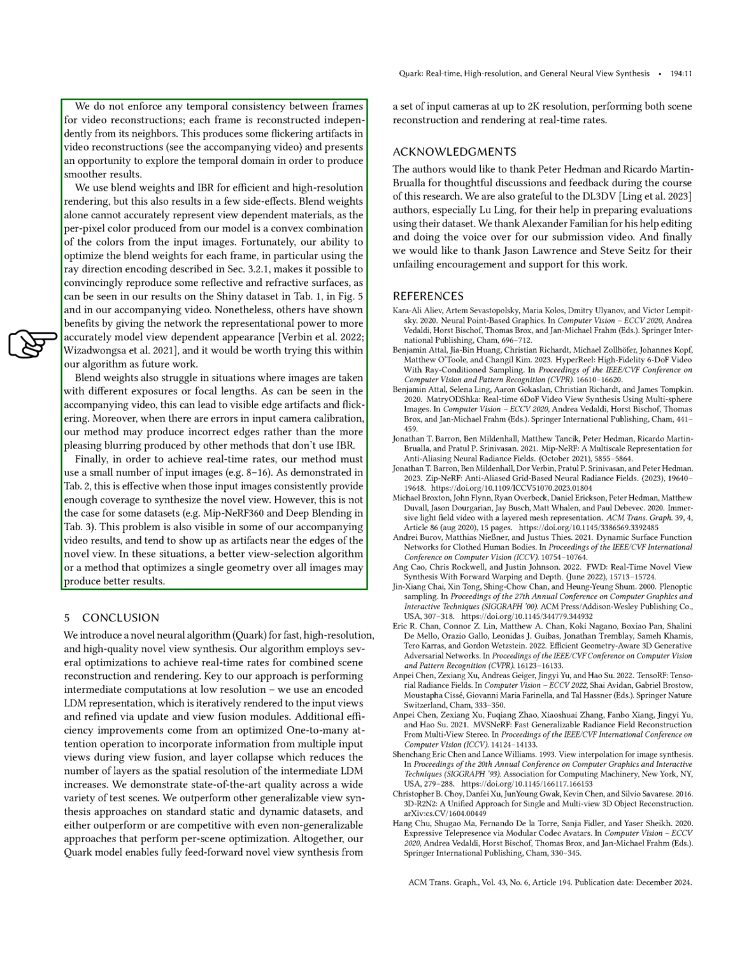Blend weights also struggle with images taken at different exposures or focal lengths, causing visible edge artifacts and flickering. Additionally, errors in camera calibration can lead to incorrect edges instead of the desirable blurring seen in other methods. To maintain real-time performance, we rely on a limited number of input images, which works well when they provide sufficient coverage for synthesizing novel views. However, this is not always the case for certain datasets, leading to artifacts near the edges of the novel view. In such cases, a better view selection algorithm or a method that optimizes a single geometry across all images may yield improved results.